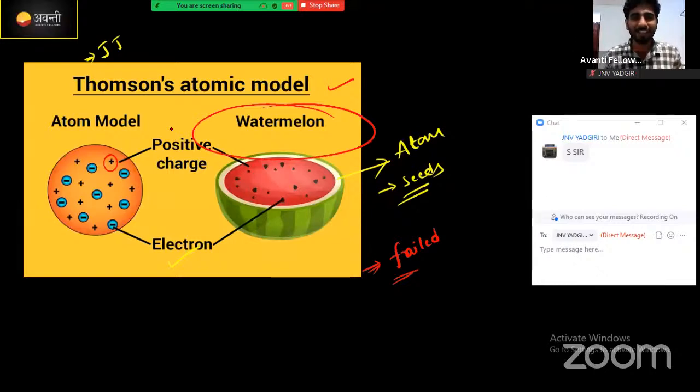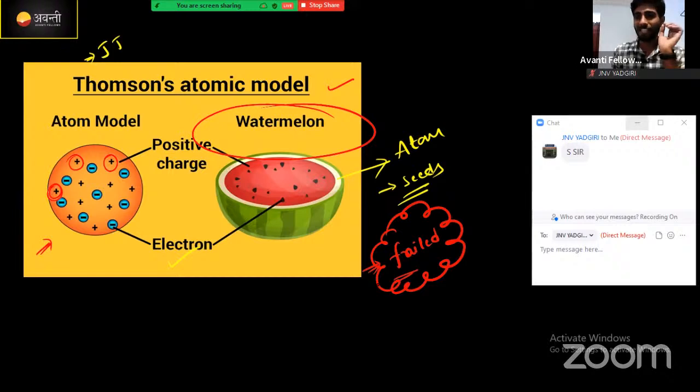What is inside a watermelon? Positive charges and negative charges, like seeds present in a watermelon, inside the atom. But they are arranged in a random manner, like seeds arranged in a random order in a watermelon. He also gave a correct explanation that the number of positive and negative charges, the fundamental particles, are equal. But the arrangement of fundamental particles inside the atom he did not explain properly. That's why this theory failed. Clear?